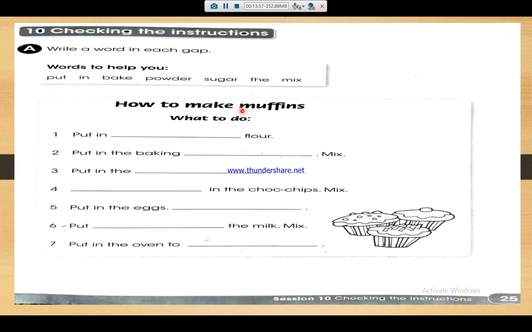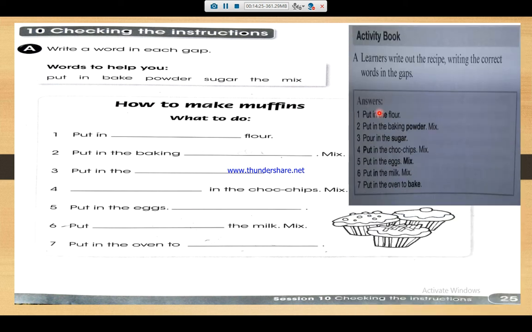How to make muffins. So in the previous page, which was unit 9, lesson 9 of unit 2, we were talking about the ingredients. But in lesson 10 of unit 2, we are talking about the methods, what to do. Okay? So here we have some sentences and we are going to complete them. And here are the answers.